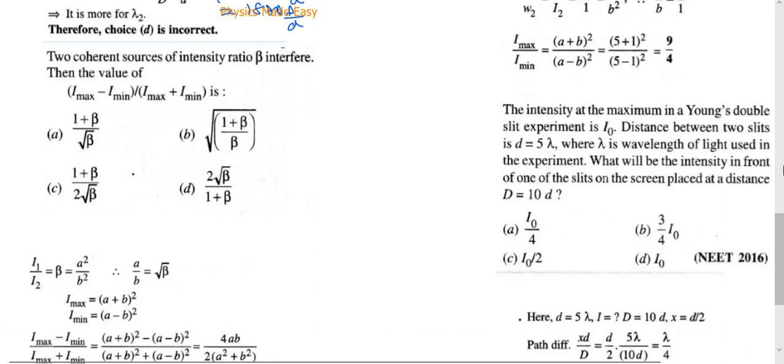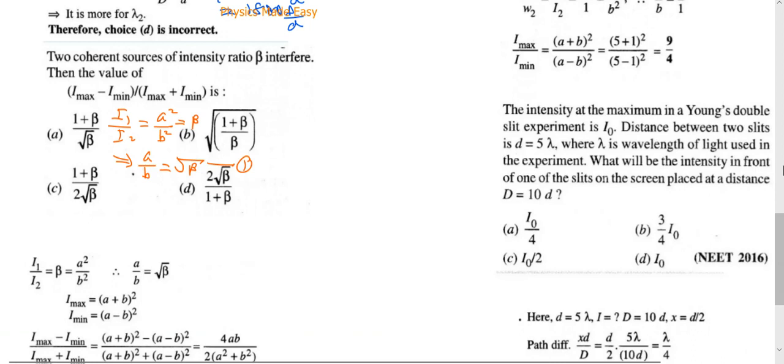So now, I put I1 by I2, I put it A and this B. Squares of both, their ratios are two coherent sources of intensity ratio beta. So this ratio is given to be beta. What does this imply? A by B is equal to square root of beta. I will put it as equation number 1.